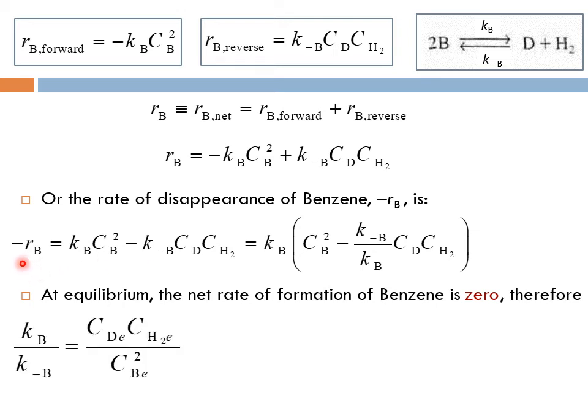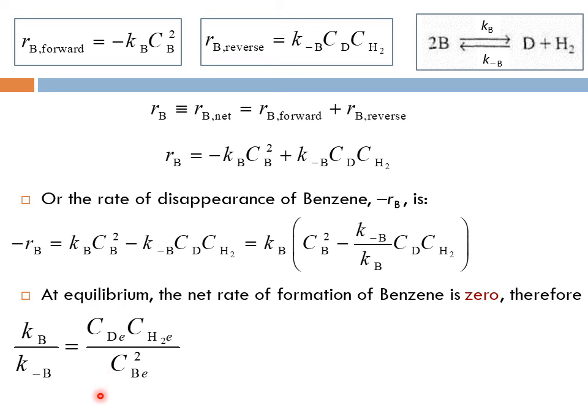Okay, so if we put here 0, you can cancel out the Kb, and you can take this term to the other side and then do some manipulation and you get this equation. So now you have Kb divided by K minus B equals the concentration of diphenyl at equilibrium times the concentration of hydrogen at equilibrium divided by the concentration of benzene at equilibrium raised to the power 2. And of course we added E here to represent that these concentrations have to be the concentrations at equilibrium.